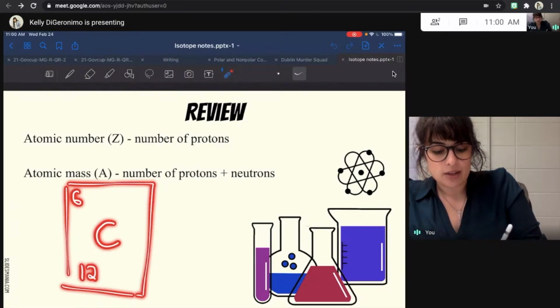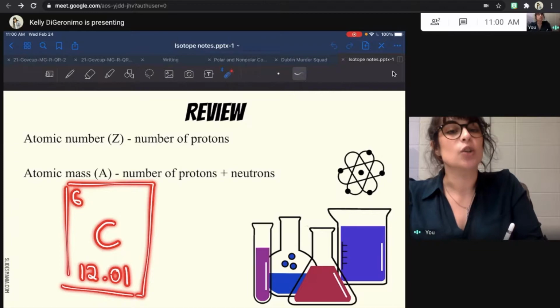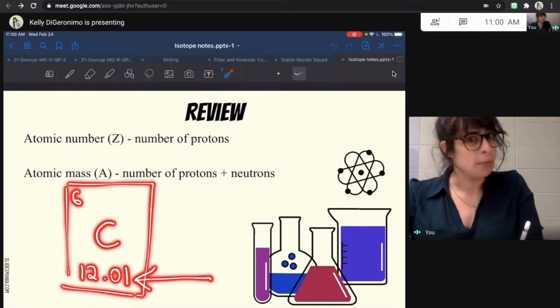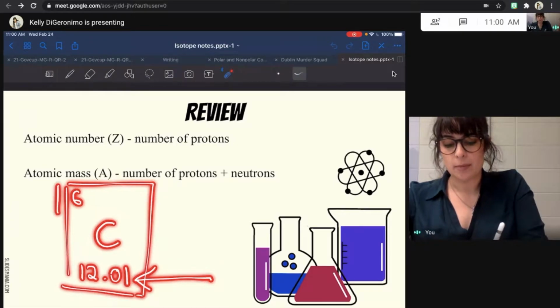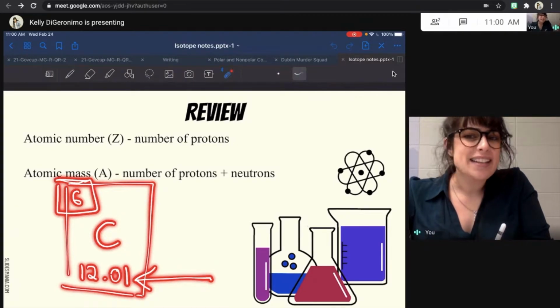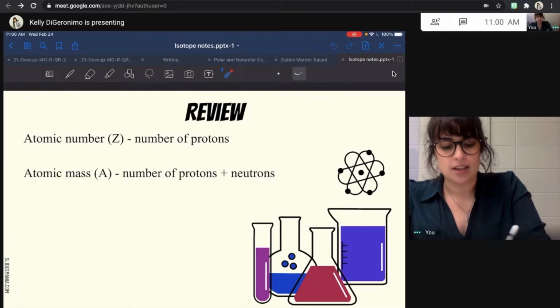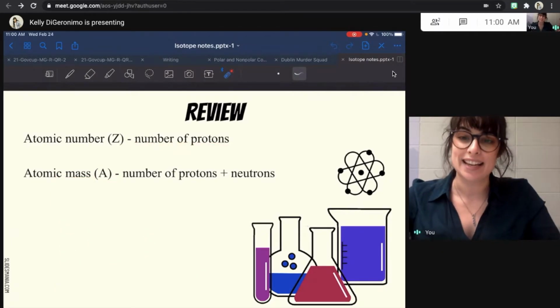Which one of these numbers is the atomic mass? You're right if you said atomic mass is on the bottom. And what is carbon's atomic number? Yes, its atomic number is 6. And what does that tell us? It has 6 what? Yes, our atomic number tells us the number of protons. Carbon has 6 protons.